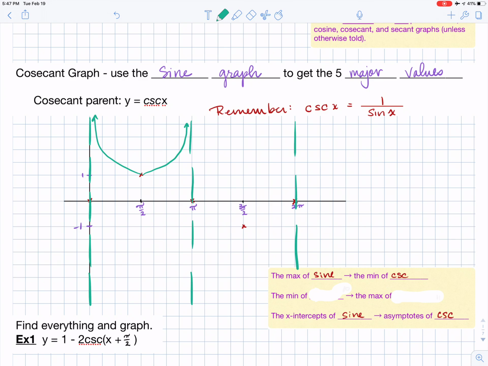The next piece is that the minimum of my sine graph is going to turn into the maximum of my cosecant graph. So you'll notice here, this is the minimum of my sine graph. It was at the bottom of my sine graph. Now it's going to turn into the top of my cosecant graph. And this is one full period of the cosecant parent.